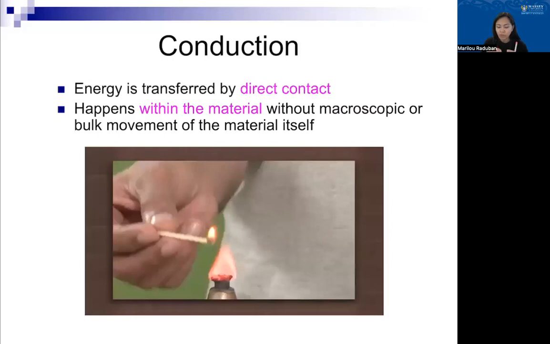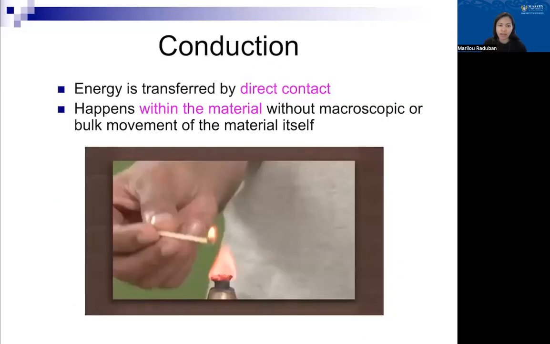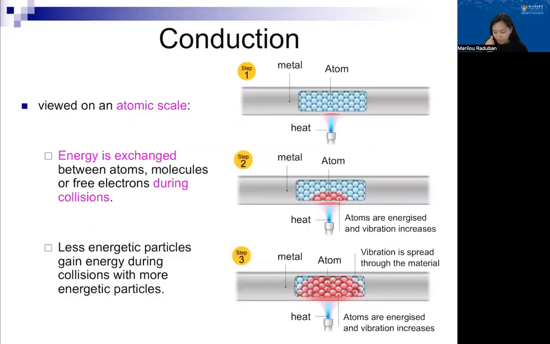And so we don't really see the heat being transferred from the tip of the spoon to the far end. Rather, we have to look at what's happening inside the material to understand how heat is being transferred via conduction. If you look at the atoms that make up the material, again, in conduction, the two objects need to be in direct contact.